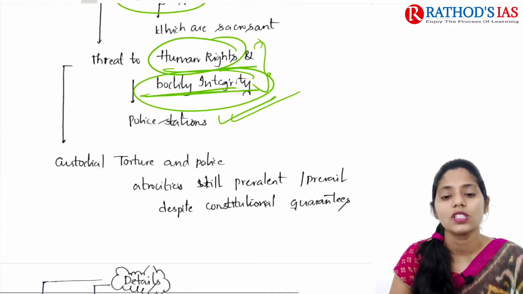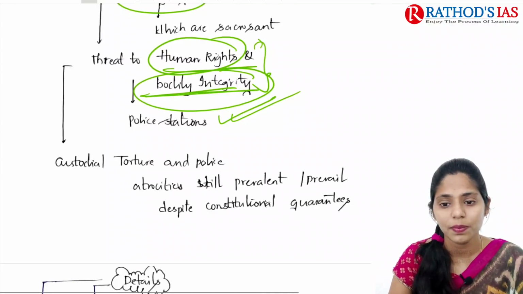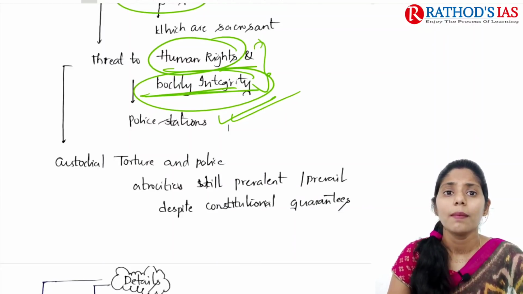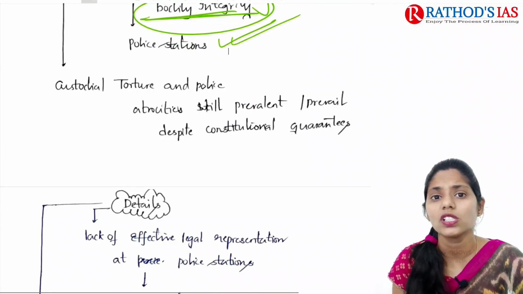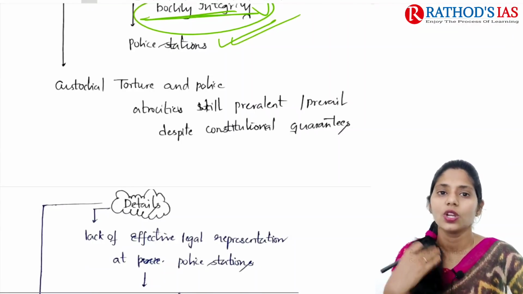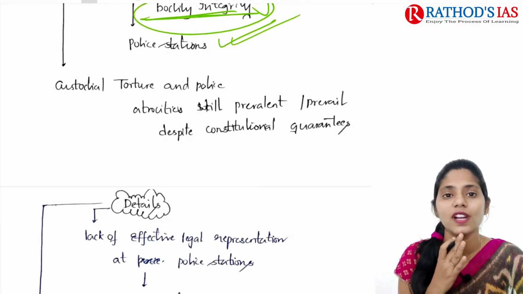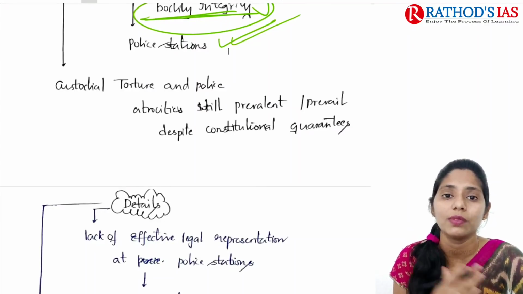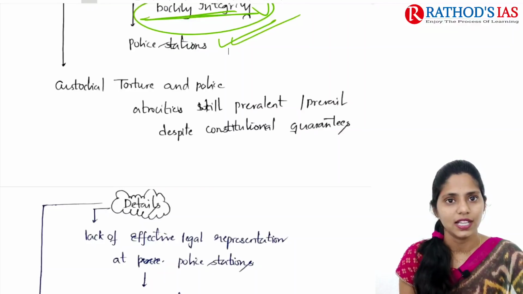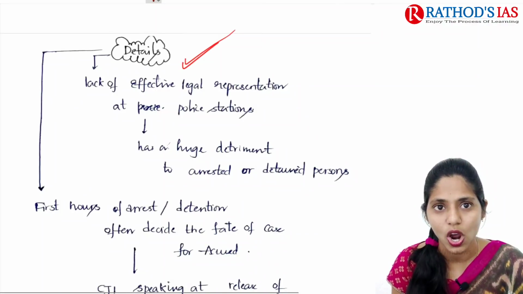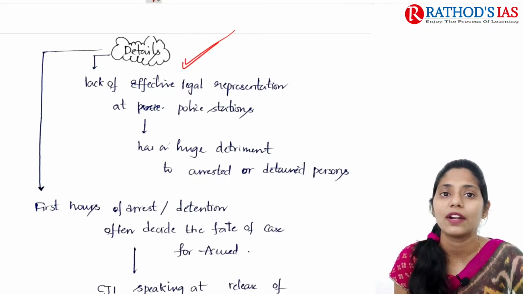And police atrocities are still prevalent, even though we have constitutional guarantees. Even with these constitutional guarantees, in police stations there is an increase in the number of custodial deaths and custodial torture, and police atrocities are very much prevalent. So this is the context. And if you see some details, it mainly says why there is an increase in this custodial torture as well as police atrocities.